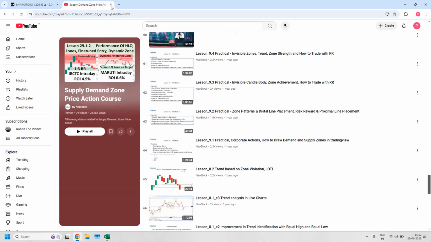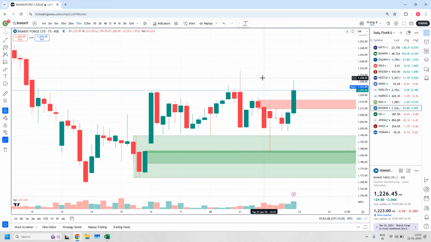Now let's get into the high liquidity zone analysis. Yesterday, in the end of the day report, we identified 13 high liquidity zones from daily and 75 minutes time frame. So we got very good trades today. The first one is Bharat Forge.